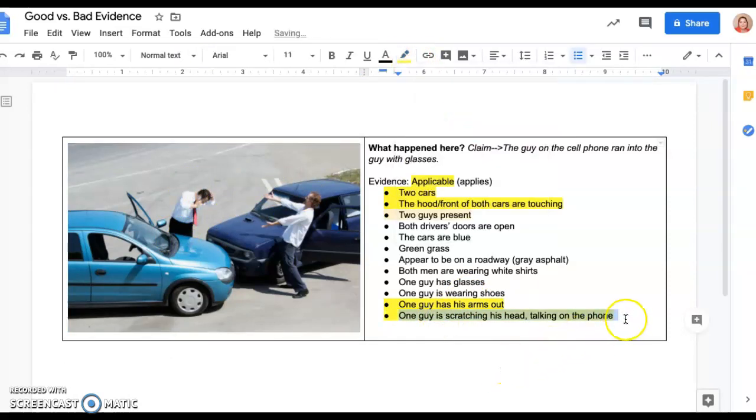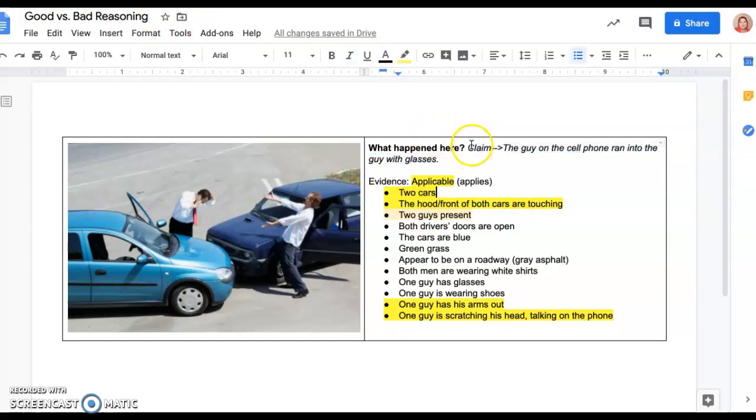So of the evidence that I observed, I've highlighted the fact that there are two cars, the fact that those cars are touching each other, the fact that one guy has his arms out, and that one guy is scratching his head talking on the phone. Those are my main pieces of evidence that I'm going to use to prove my claim here. So now I need to actually start providing some reasoning.